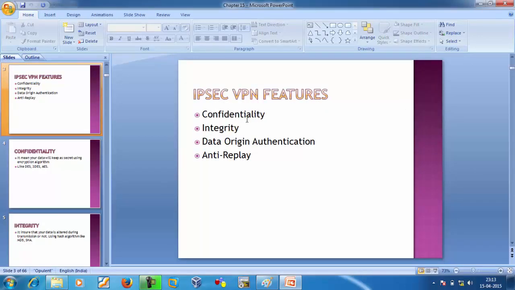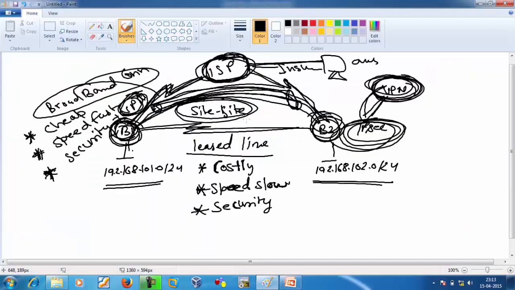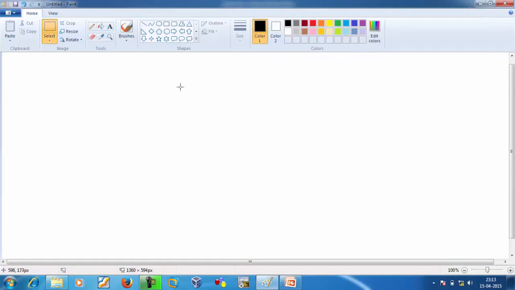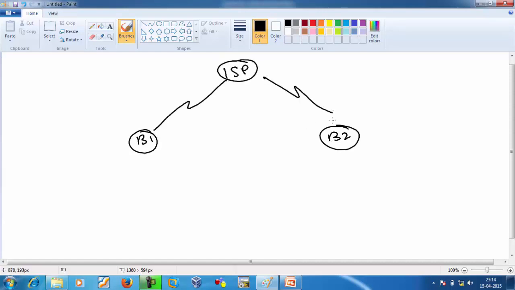IPsec VPN features. When we talk about IPsec VPN, which features are offered to us? First is confidentiality, second integrity, third data origin authentication, and fourth anti-replay. Now the question is, when we are using VPN between two branches, for example branch 1 and branch 2, through the ISP, how will it protect us and give us security when we implement site-to-site VPN?